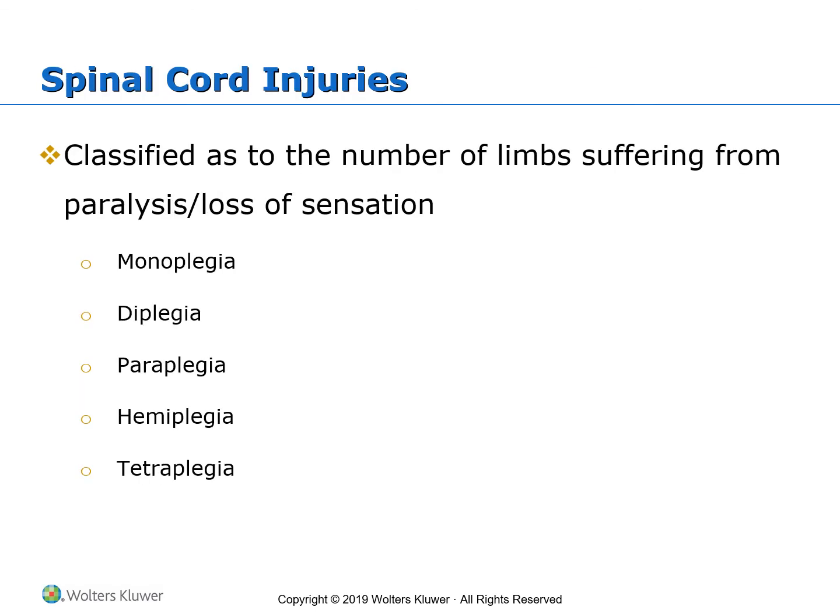Spinal cord injury can be classified by the number of limbs that will suffer as a result of the spinal cord injury. They may result from any kind of wounds or fractures or dislocation of the vertebra, from herniation of the intervertebral discs, or from tumors. They are classified as monoplegia, paralysis of one limb; diplegia, paralysis of both upper or both lower limbs; paraplegia, paralysis of both lower limbs; hemiplegia, paralysis of one side; or tetraplegia, or quadriplegia, that is paralysis of all four limbs.